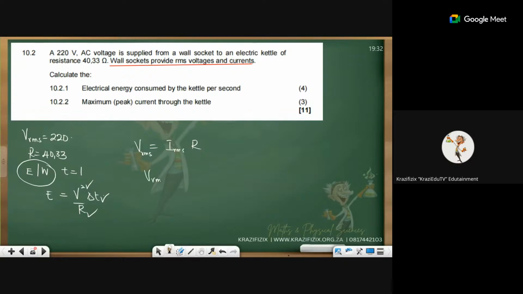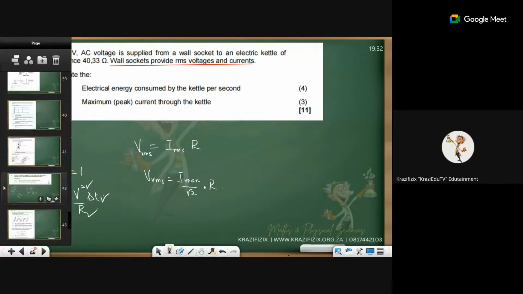And then I can do this. What is IRMS? I max over root 2. Oh, why did I say equals to R times what? The information they give you in the question is the RMS. No, they'll tell you whether it's maximum or RMS. It will always be, they won't hide it from you.